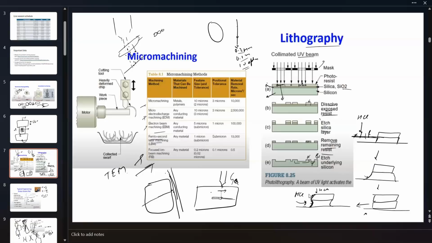However, if you keep it for too long inside acid, you'll get over etching, where the acid starts attacking from the side and etches your maybe silicon oxide, in this case, from beneath the photoresist.